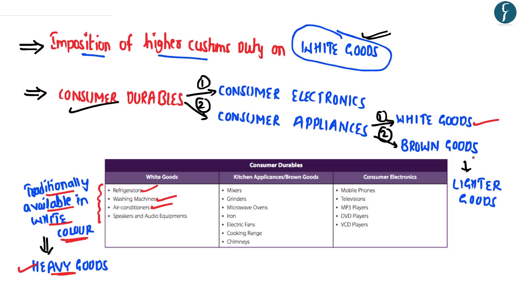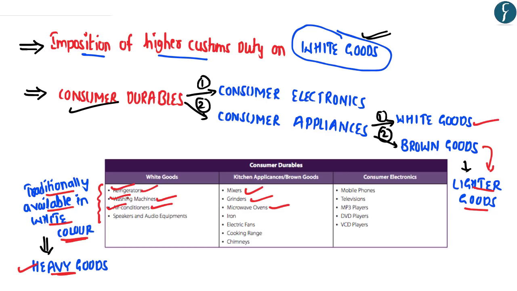As compared to the white goods, the brown goods are considered to be much lighter goods. And as you can see here, some of the brown goods are mixers, grinders, microwave ovens, etc. Now the government has sought to increase the custom duty on certain white goods such as refrigerator, washing machine and air conditioner. And that is why the concept of white goods has appeared in the article.